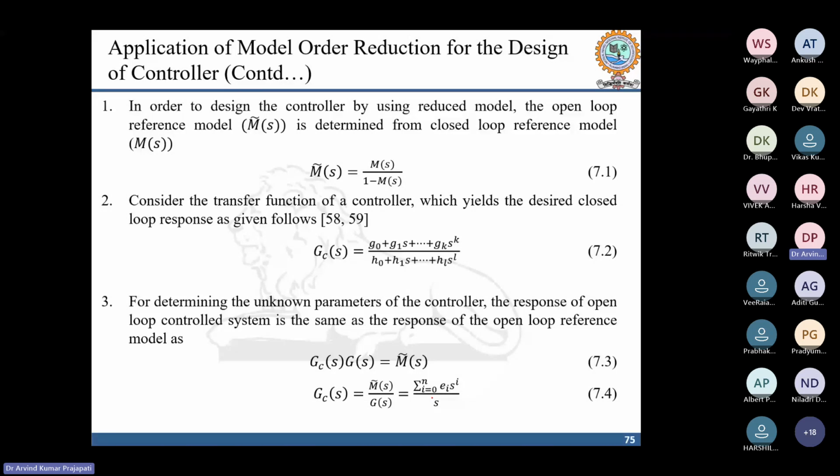In the second step, we have to assume the controller. So here in equation 7.2, I assume that the controller structure is this. You may assume some other structure also, like a PID controller, or a compensator, lead compensator, lag compensator, or lead-lag compensator, depending upon the requirements of the controller you are going to design. These are the transfer function of your controller and the transfer function of your reference model, and this reference model they have converted into the open loop reference model.